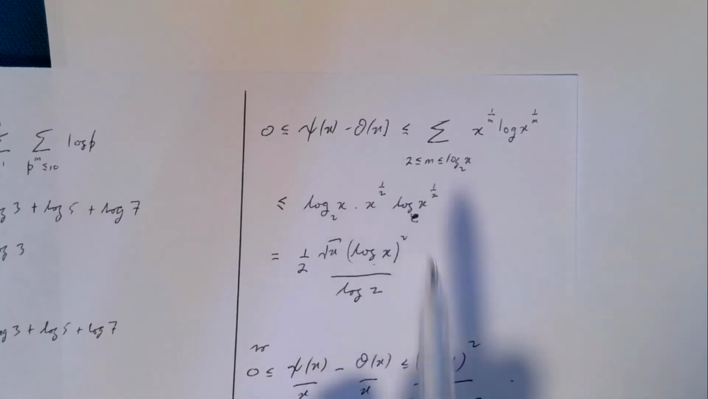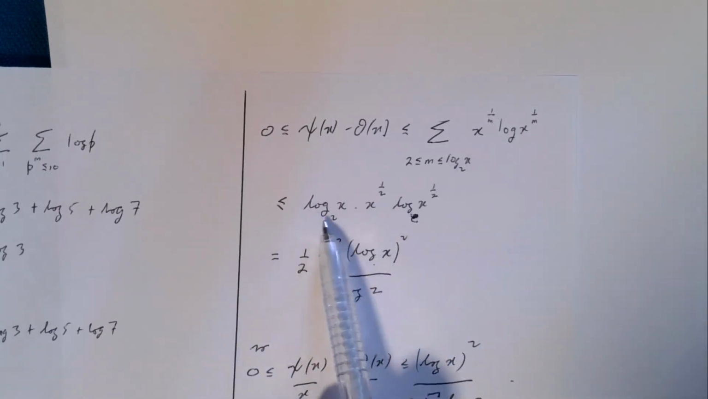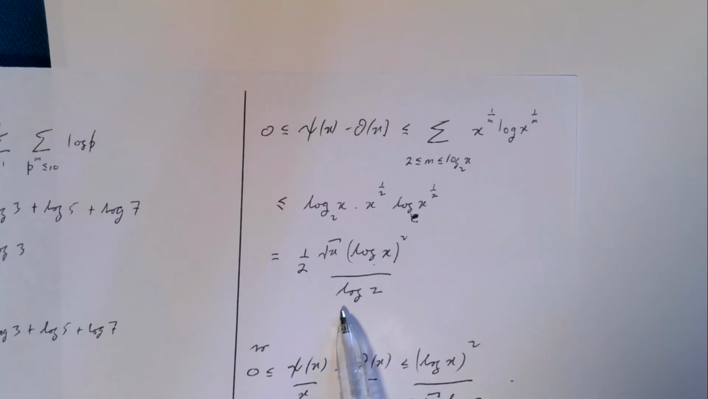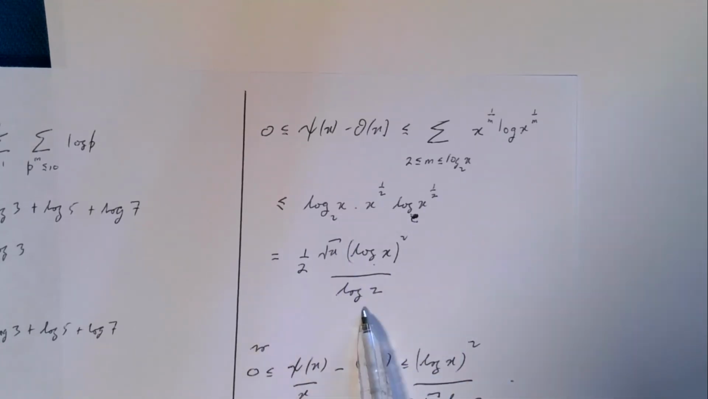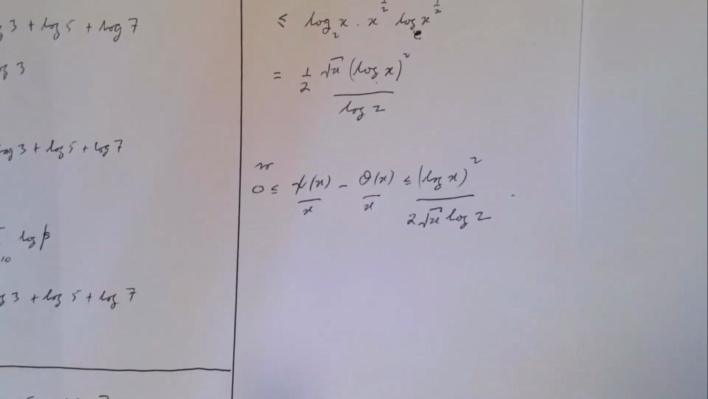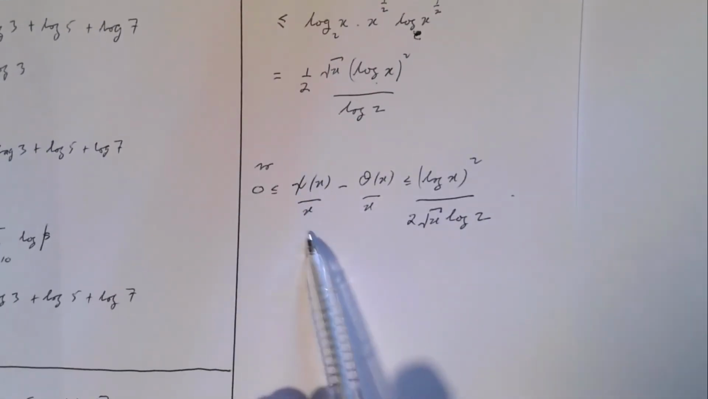This is log to the base e, of course, and this is log to the base 2. So we have to change everything to log to the base 2. So log to the base e, I should say. So I've just got the root x, you bring the half down the front and then change base. Finally then, when I then divide everything by x, I have the desired inequality.